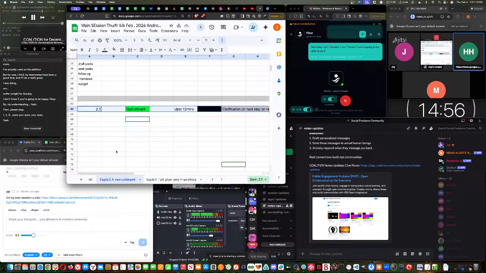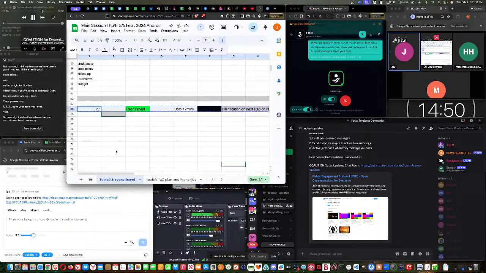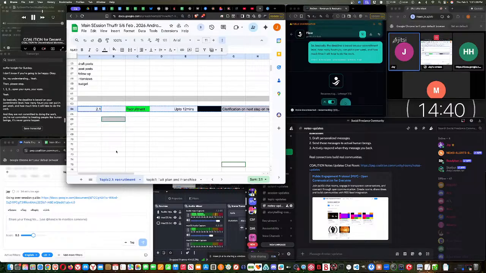Okay, guys. So basically, the deadline is based on your commitment level, how many hours you can put in per week, and how much time it will take to do the work. Because if you're not committed to doing the work, you're not committed to treating people like human beings, it's never going to happen.